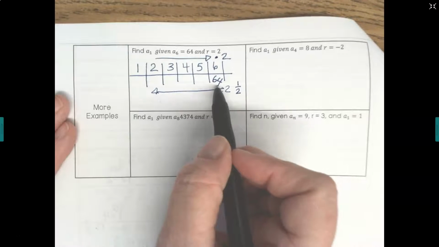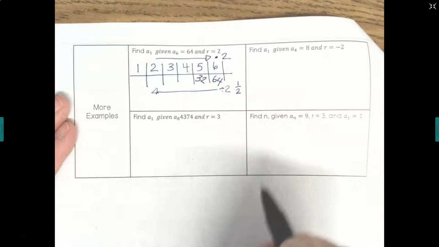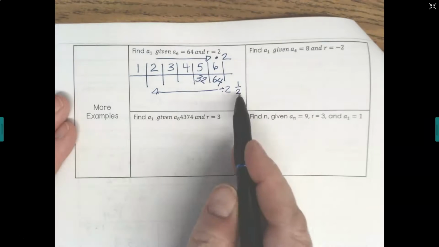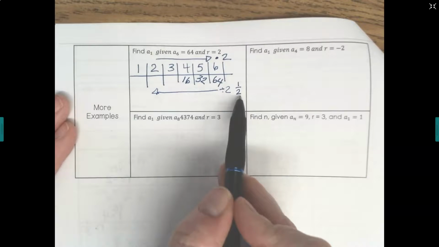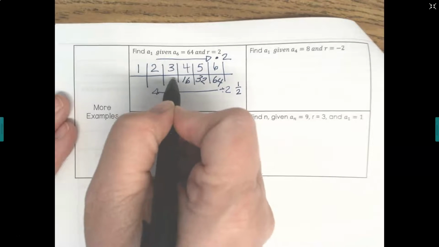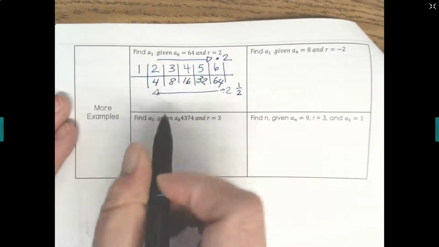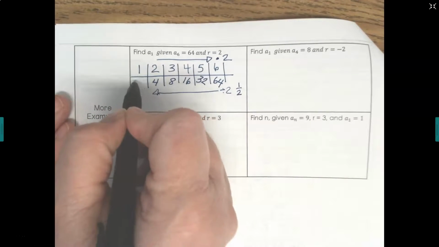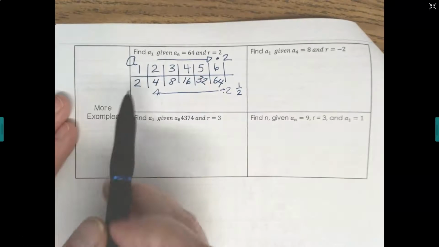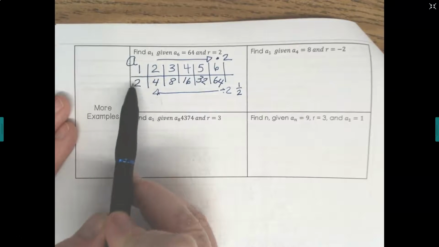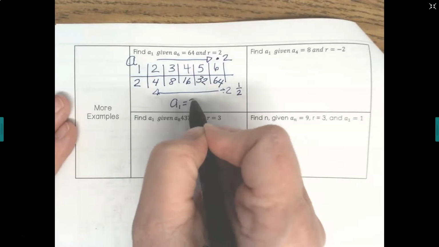If we take 64 and multiply it by half, we get 32. If we multiply 32 by half, we get 16. 16 times 1/2 is 8. 8 times 1/2 is 4. And 4 times 1/2 is 2. So if I put an A right there, A sub 1, the first term, is 2. A sub 1 equals 2.